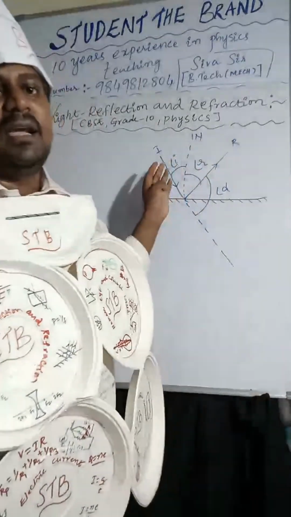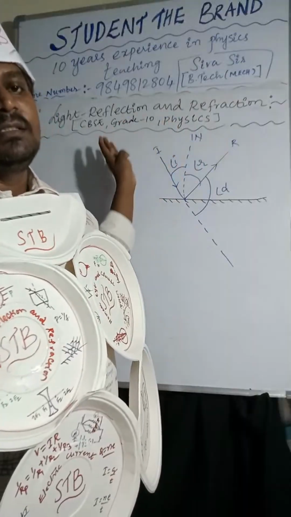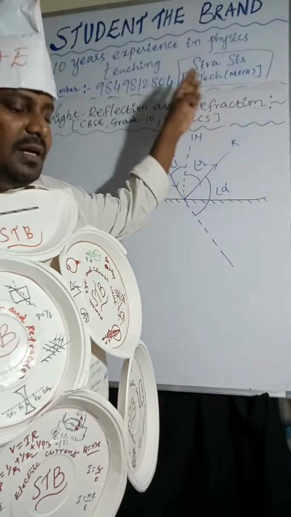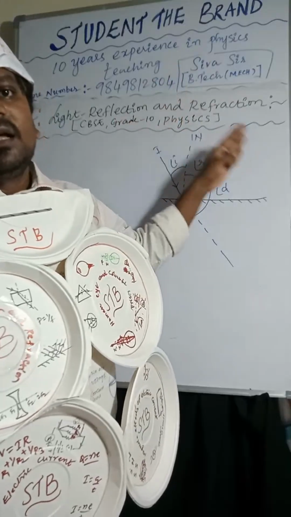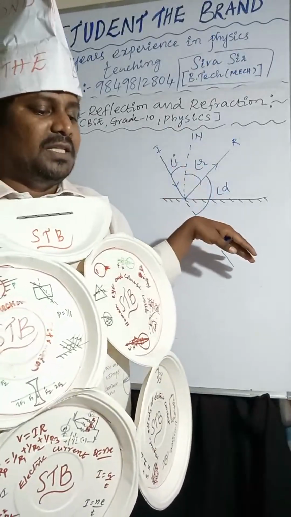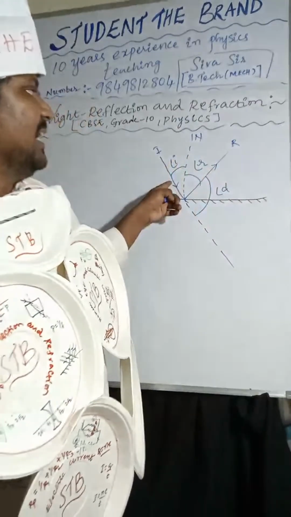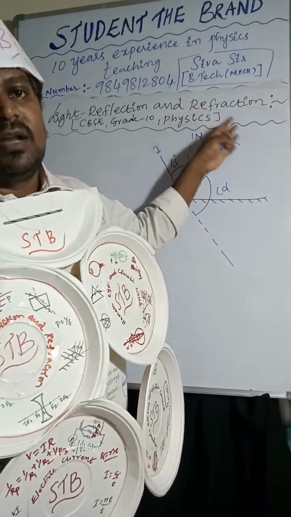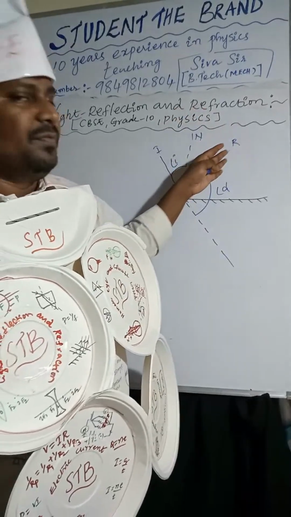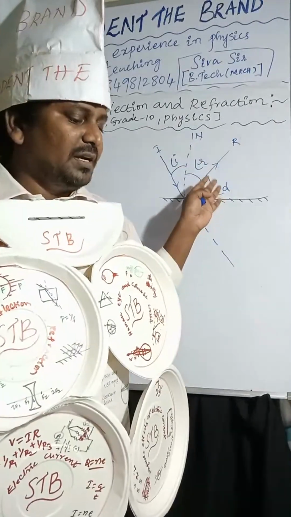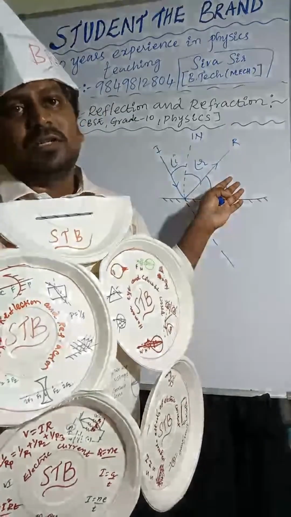So once again: incident ray, reflected ray, normal line, and the undeviated line, which is the initial direction of the incident ray. The angle between the incident ray and the normal line is the angle of incidence. The angle between the reflected ray and the normal line is the angle of reflection. The angle between the reflected ray and the undeviated line is called the angle of deviation.